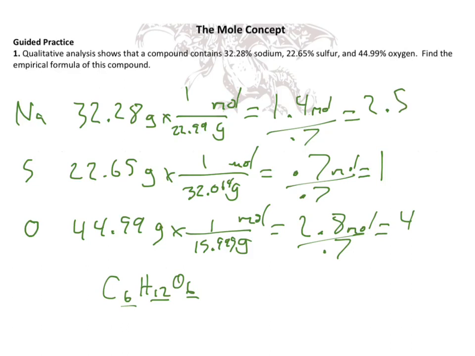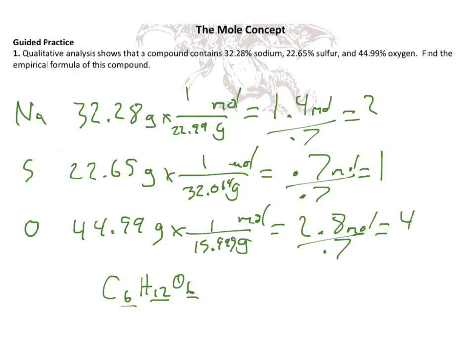If this were 2.5 and you had to multiply it by 2 to get 5, you'd have to multiply everything by 2. And if you had to multiply by 3, you'd have to multiply everything by 3. But in this situation, we do not need to do that because they are already whole numbers.